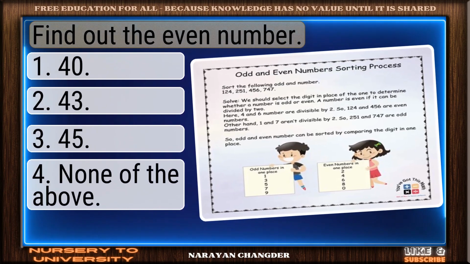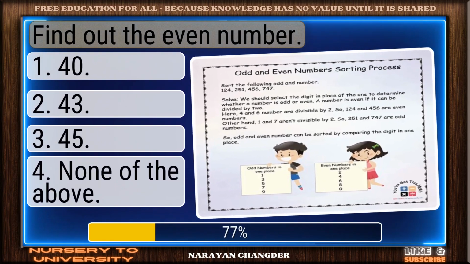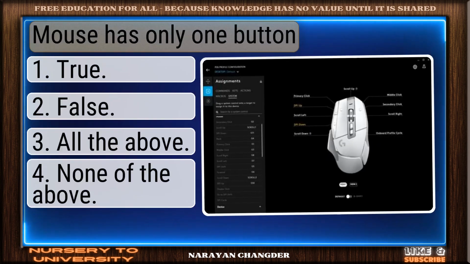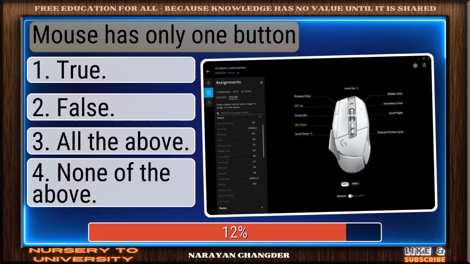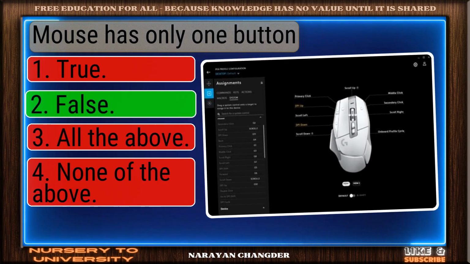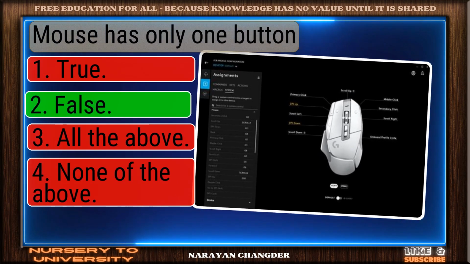Find out the even number. Right again. 40 is a valid answer. Mouse has only one button. Clear logic. Your choice false is sound and 100% true.